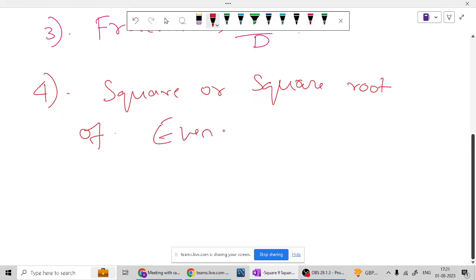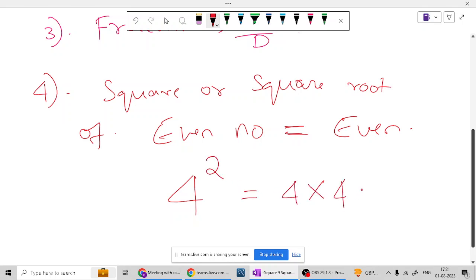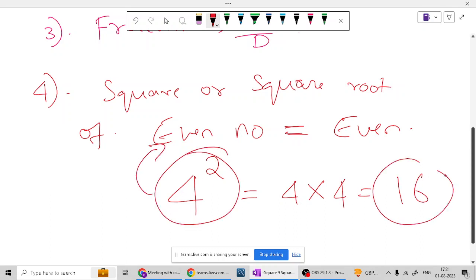The square or square root of even numbers will always be even. What do you mean by that? The square or square root of even numbers is always even. So give me an even number, any even number. So 4. Okay, let me take 4. When you try to square this, what's the answer? What is 4 square? 4 into 4 is 16. Can you see? The number is even and the answer is even.